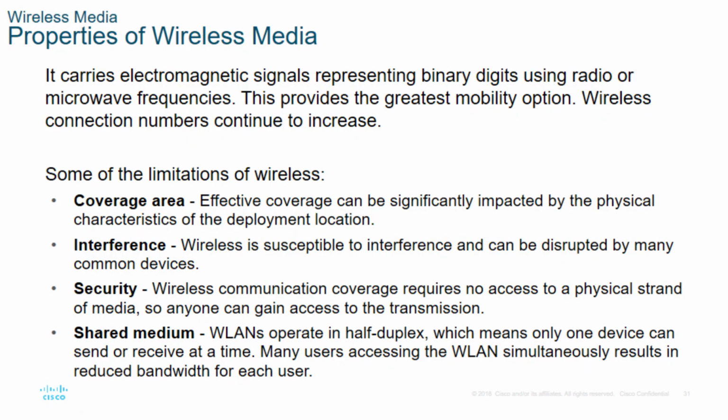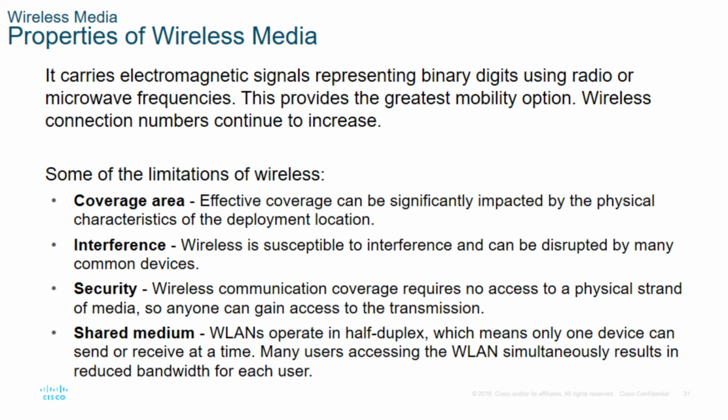Basically, you may be taking this course using a tablet or a smartphone. This is only possible due to wireless media, which is the third way to connect to the physical layer of a network. So, wireless media carry the electromagnetic signals that represent the binary digits of data communication using radio or microwave frequencies. And wireless media provide the greatest mobility options of all media, and the number of wireless-enabled devices continues to increase. So wireless is now the primary way users connect to home and enterprise networks, and these are some of the limitations of wireless.